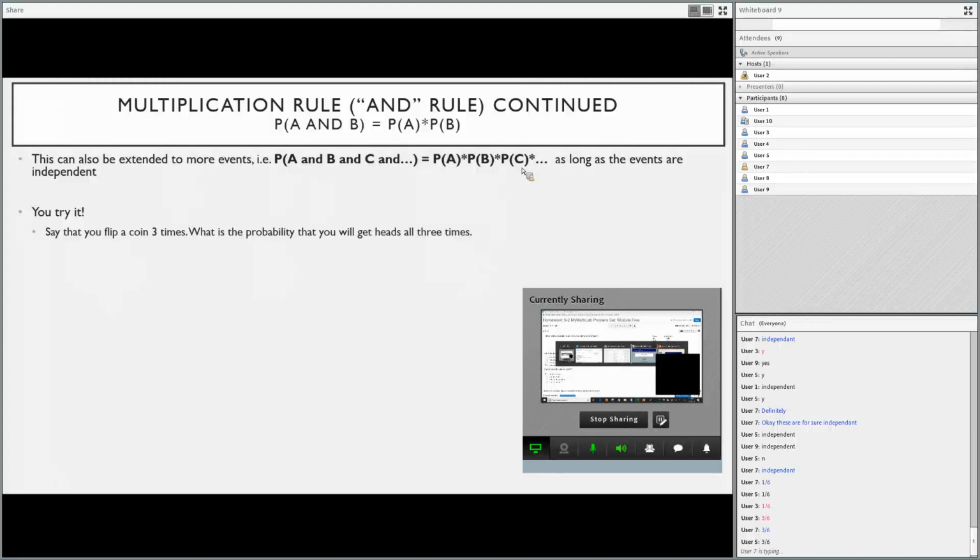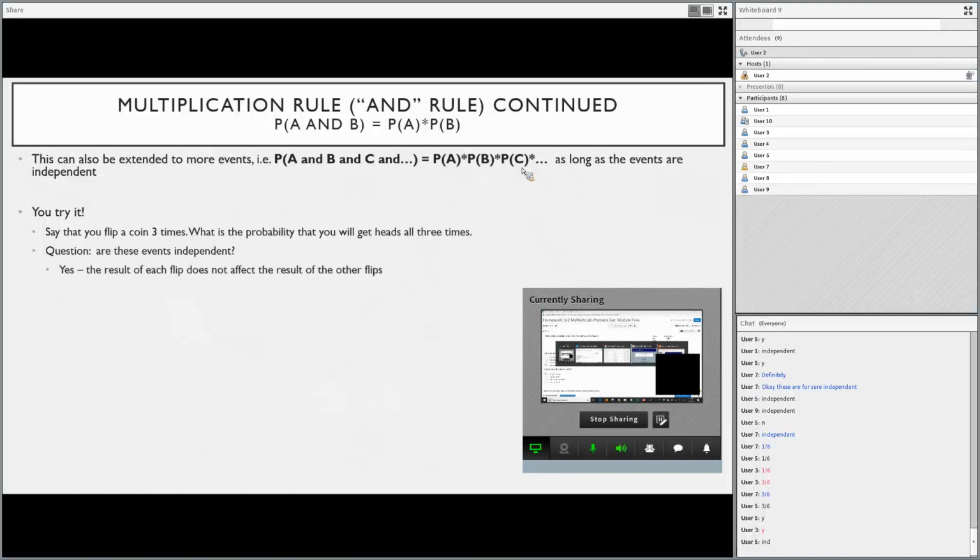So say that you're going to flip a coin, and we want to know the probability that you will get heads on all 3 flips. So the first question is, are these independent? The three individual flips, or do they affect one another? They are independent, right? Each individual flip and the result we get on that flip is not going to affect what I get on the next flip. Okay, so they are independent.